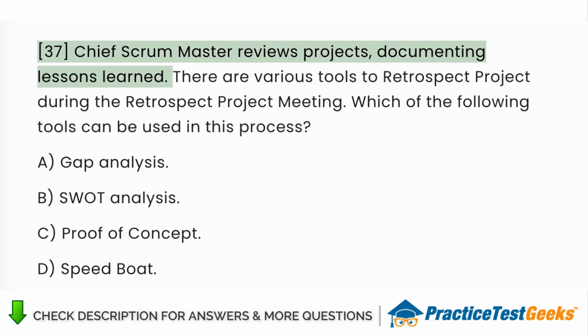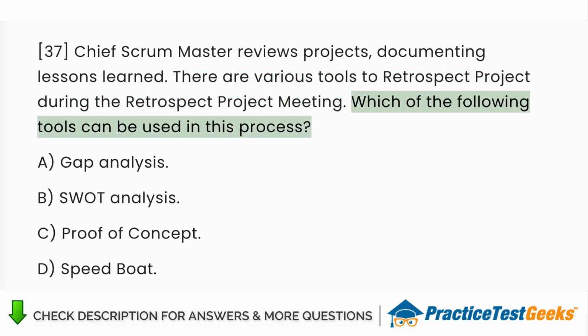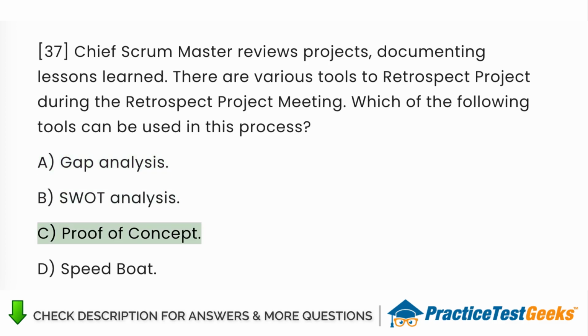Chief Scrum Master reviews projects, documenting lessons learned. There are various tools to retrospect the project during the retrospect project meeting. Which of the following tools can be used in this process? A. Gap analysis. B. SWOT analysis. C. Proof of concept. D. Speedboat.